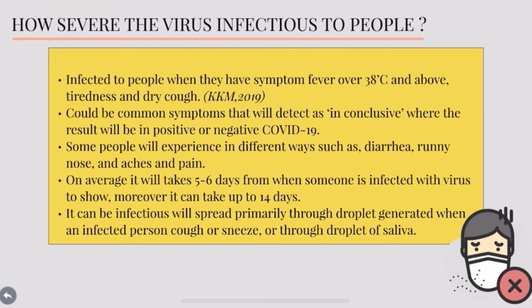On average, it will take 5 to 6 days from when someone is infected with the virus for symptoms to show. Moreover, it can take up to 14 days. It is infectious and will spread primarily through droplets generated when an infected person coughs or sneezes, or through droplets of saliva.